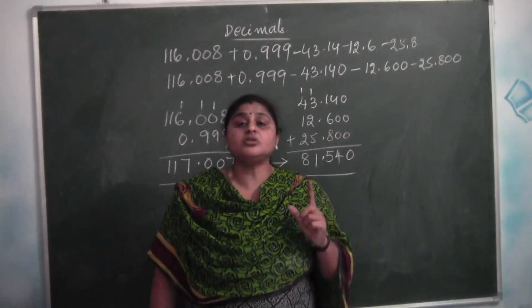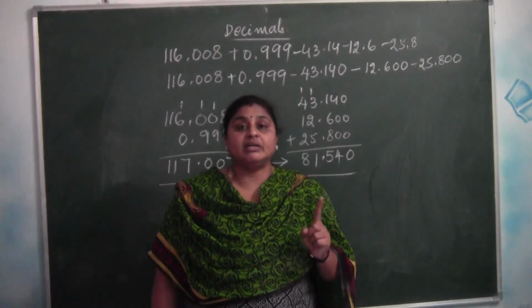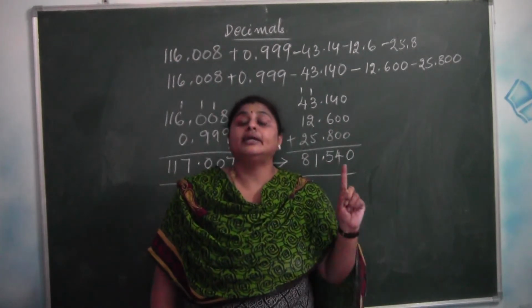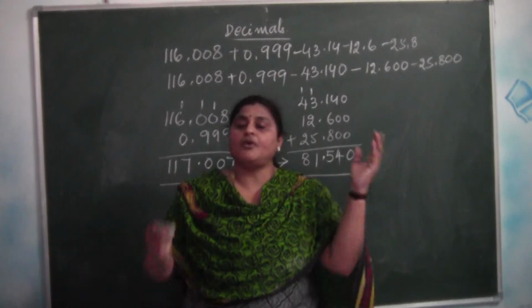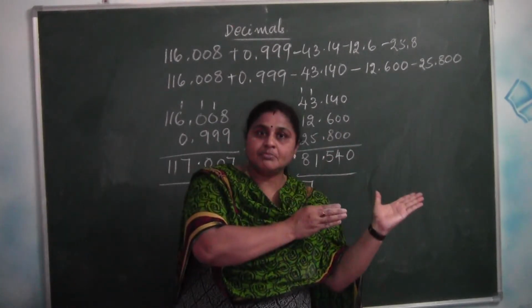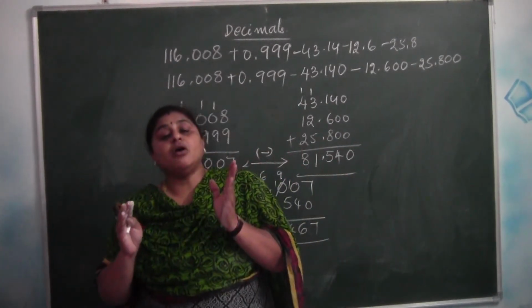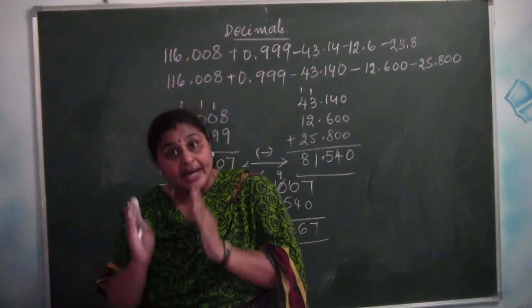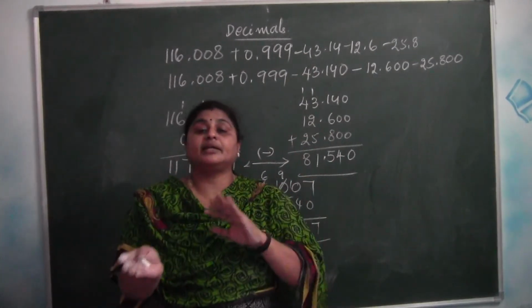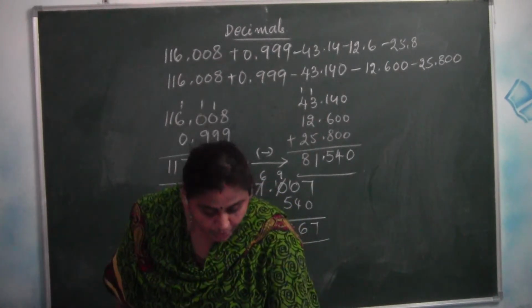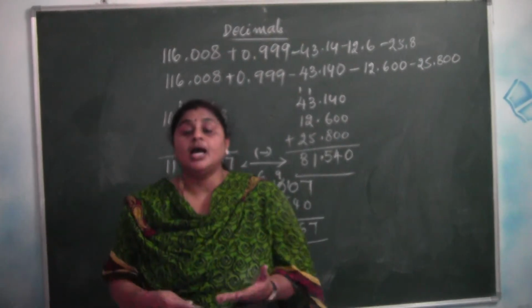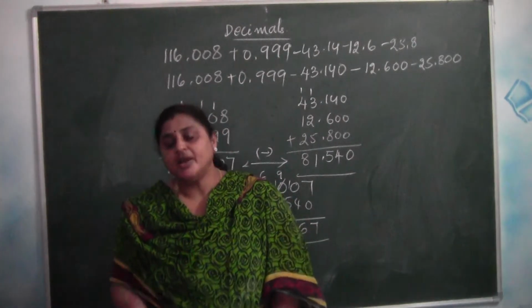So what is the foremost thing you are doing? First, you are converting unlike decimals to like decimals. Then addition of all the decimals with the plus symbol and addition of all the decimals with the minus symbol, and then you are subtracting these two. That's it. Okay, now let us move on to the next concept, that is multiplication of decimals.